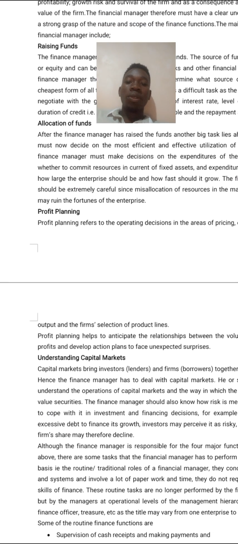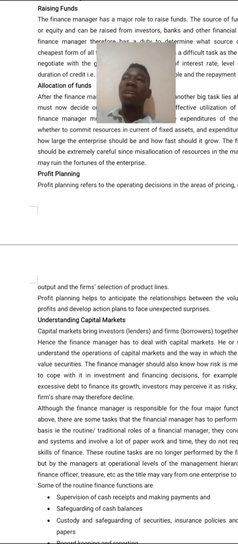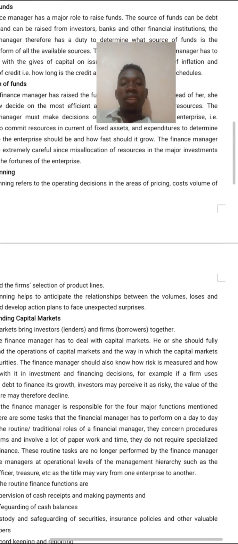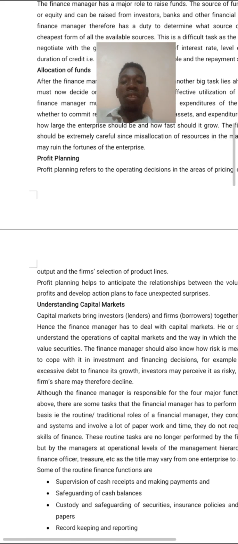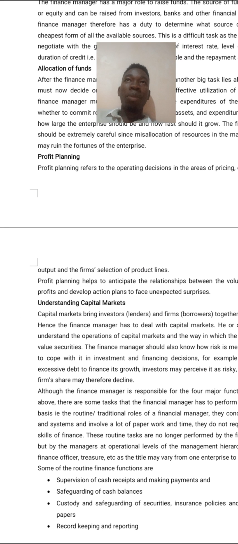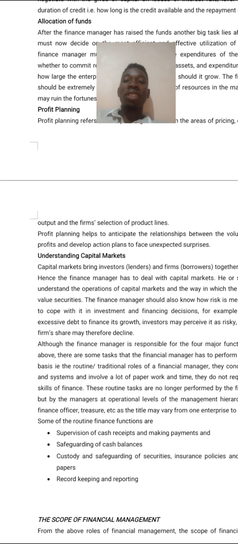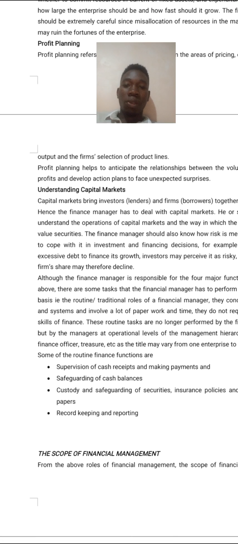Another one is called profit planning. You must plan for the profit. You must plan that the organization must yield profit, should not go into losses. So when you are planning for profit, you have to consider areas like pricing, costs of operation, and what is the company's capacity of production, if it is a manufacturing firm, you get. So you have to put profit into consideration. Therefore, this role is done by a financial manager to plan for the profit of an organization.